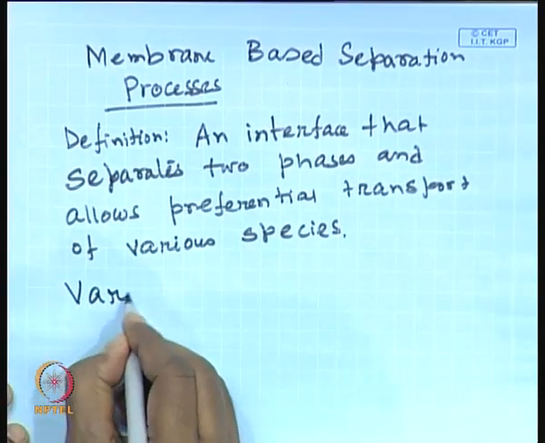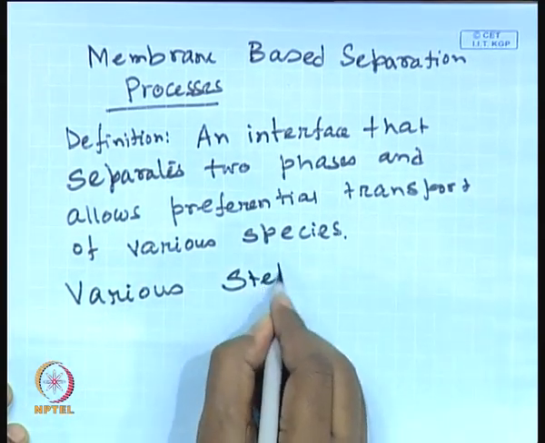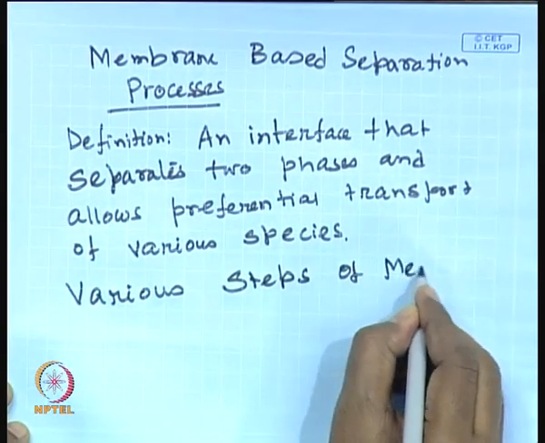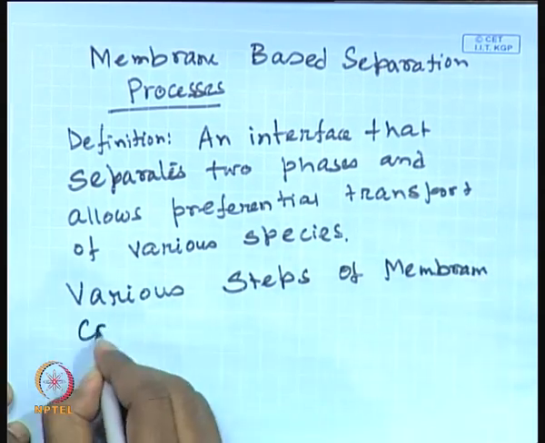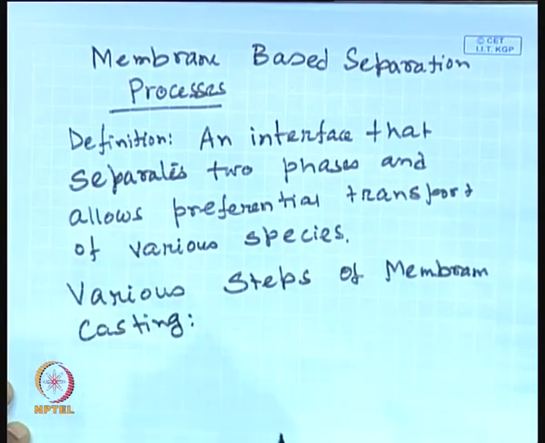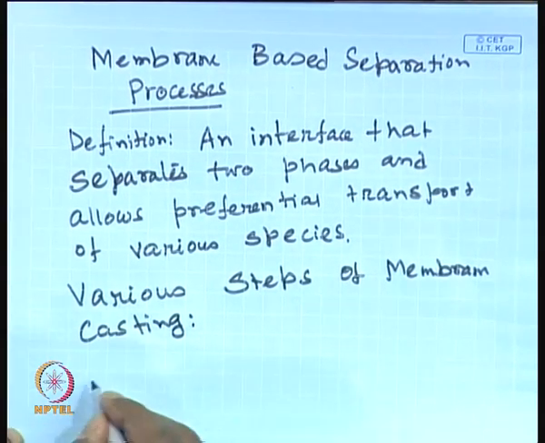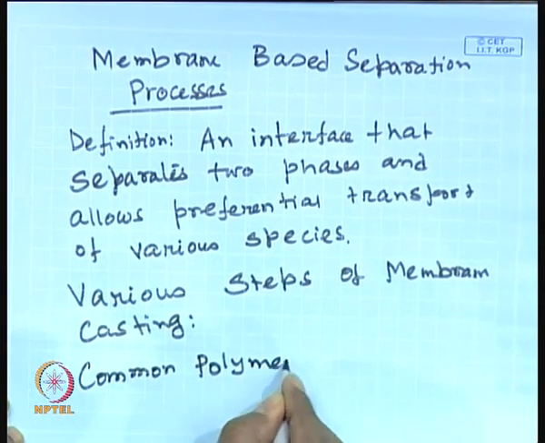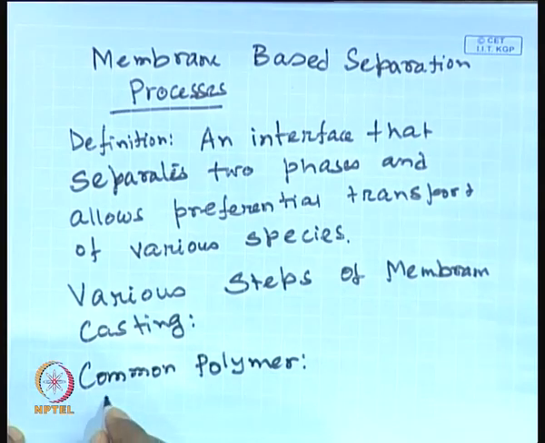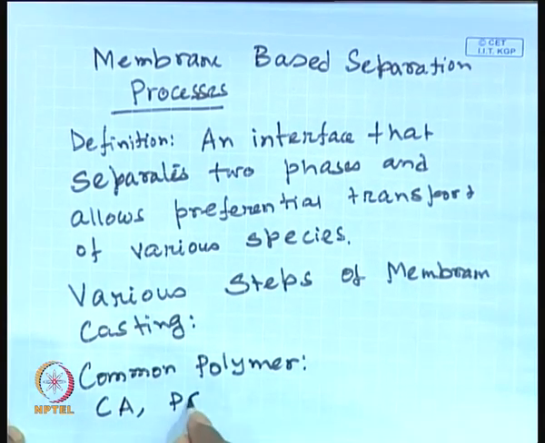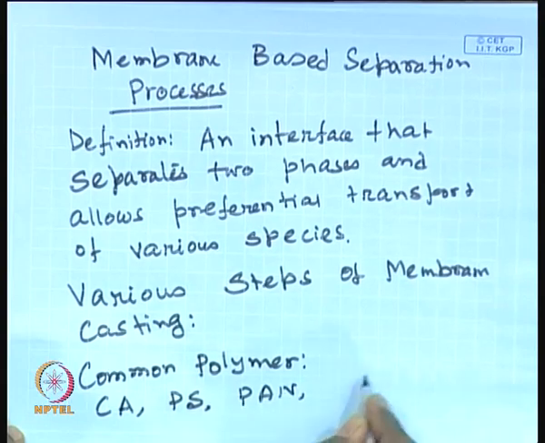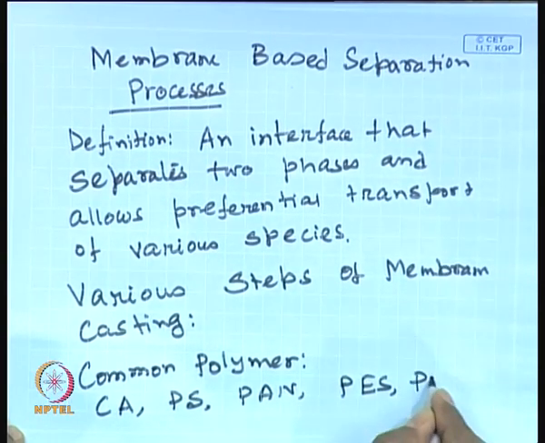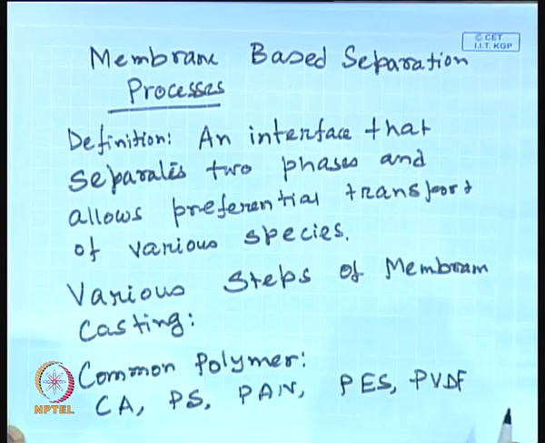Now, let us look into the various steps of membrane casting, how to prepare them, and we are basically talking about the polymeric membrane. The common polymers that are used for casting the membrane are cellulose acetate, polysulfone, polyacrylonitrile, polyether sulfone, and PVDF, polyvinylidene difluoride.